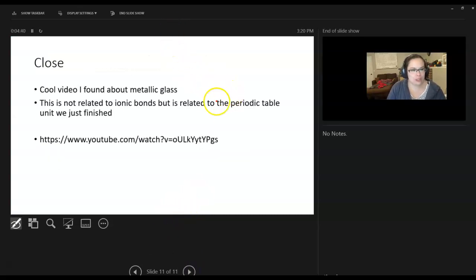To close, we watched a video about metallic glass. It's not related to ionic or covalent bonding, but it is connecting the ideas of the structure of atoms determining the properties of the larger material. So give that a watch, and hopefully you'll learn something about metallic glass.